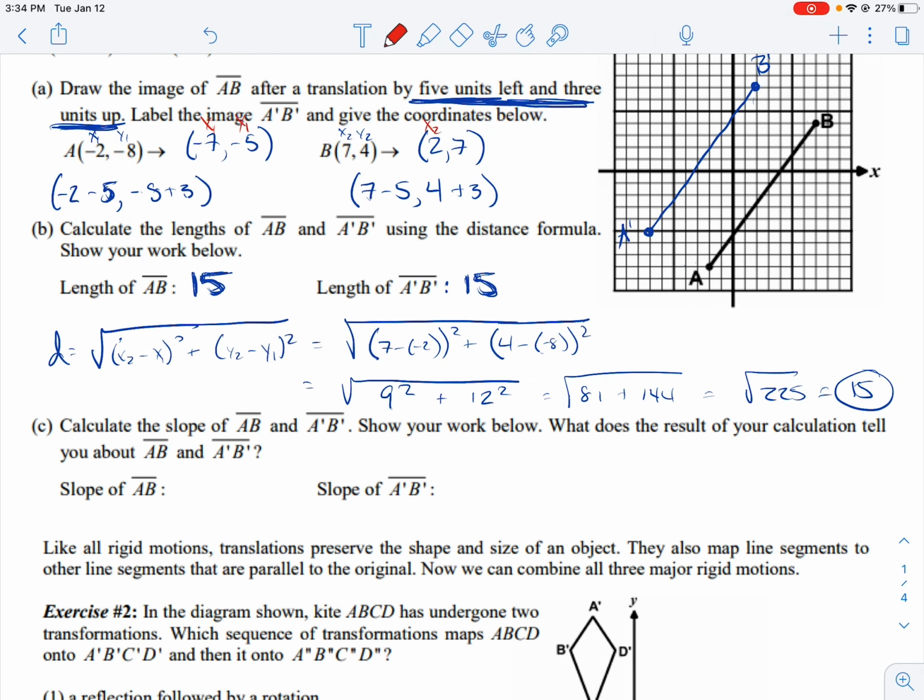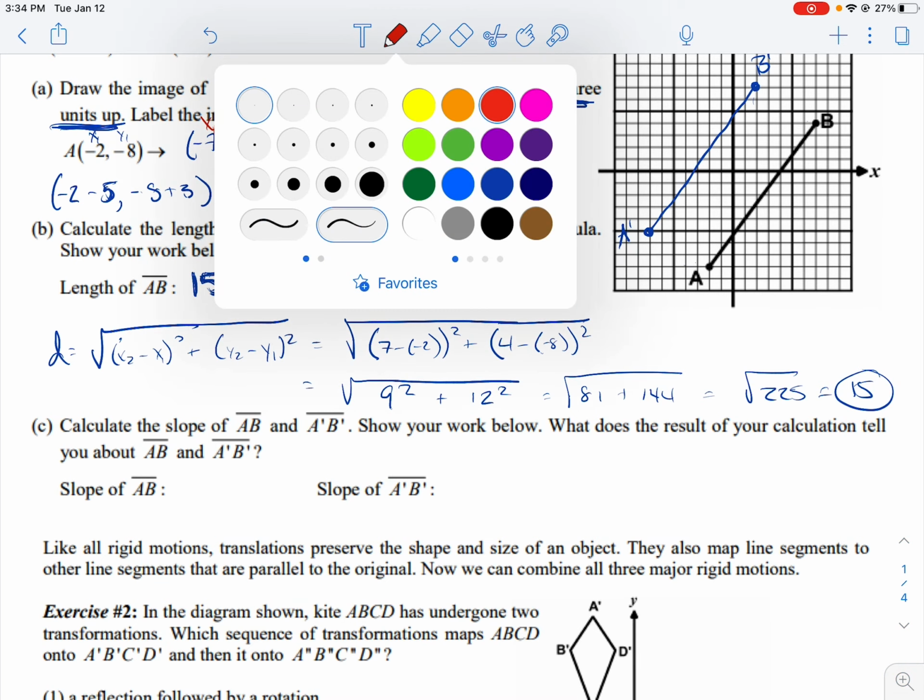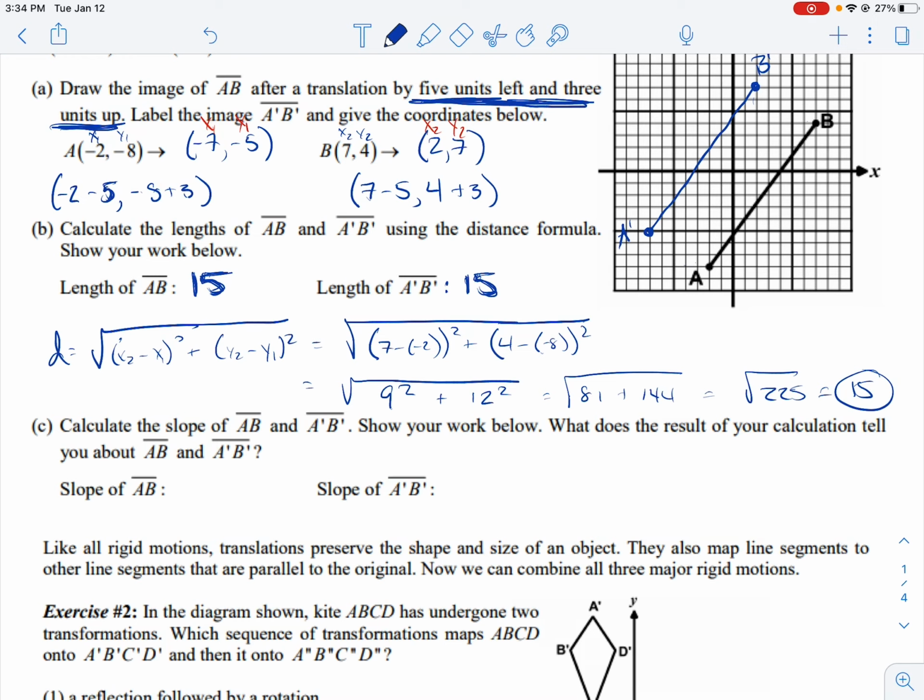But we can't be sure, so I'm going to find the slope for both. I'm going to do AB first. So I'm going to go y2, which is 4, minus y1, negative 8, over x2, which is 7, minus x1, which is negative 2. And so I end up getting 12 over 9.